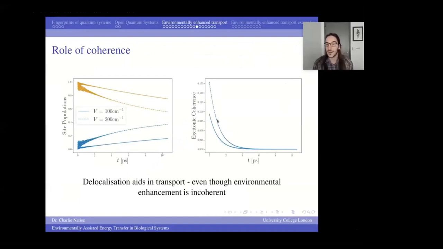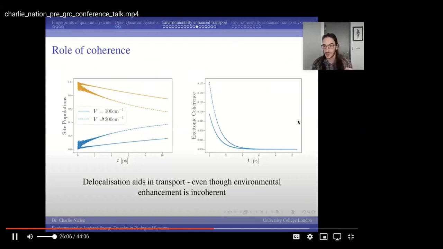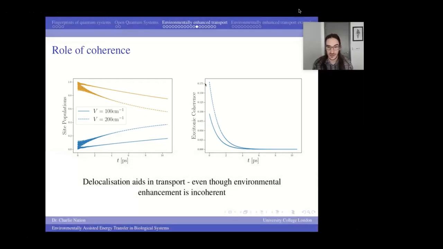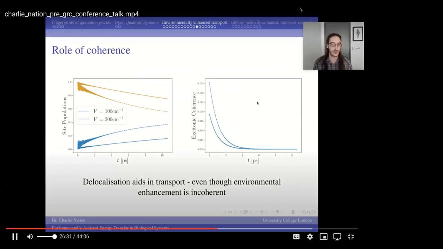I said before that it's an incoherent environmental mechanism, but this doesn't mean that the delocalization or quantum coherence between these sites is not relevant for the transport. Here are two cases within this intermediate regime somewhere, chosen for two different values of the coupling strength. What we see is as the coherent coupling strength between the two sites increases, we see a faster transport, and these fast oscillations are again indicative of this direct coupling V. Also, this excitonic coherence is larger for this case V, though the decay rate is the same because the decay rate is what's influenced by the environment.